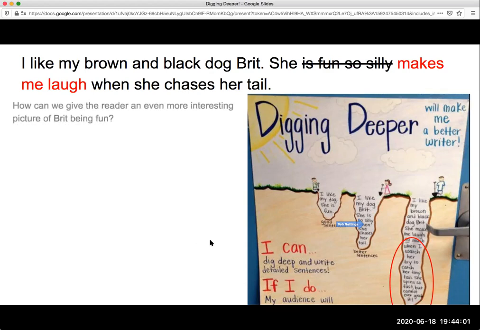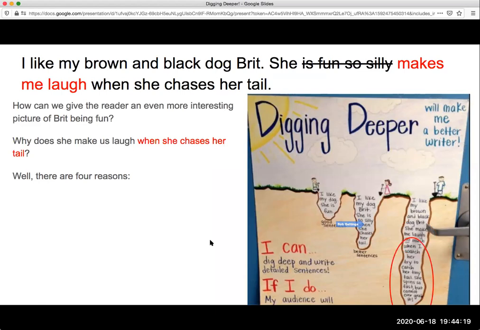Let's dig a little deeper. How can we give the reader an even more interesting picture of Brit being fun? Why does she make the writer laugh when Brit chases her tail? Well, the writer thinks back in her mind about the last time that Brit chased her tail, and there were 4 reasons why Brit looks really silly when she chases her tail. 1, her tail is really, really small.